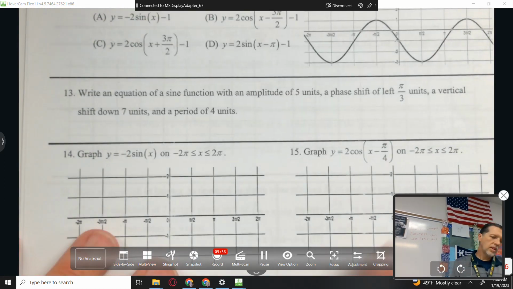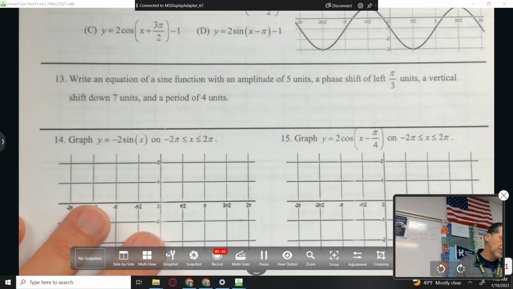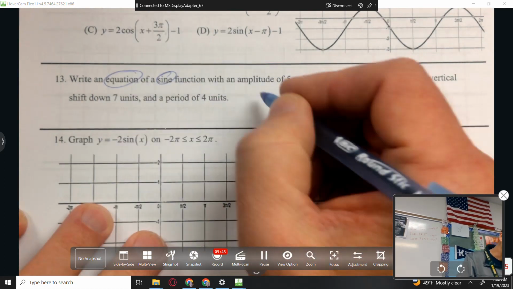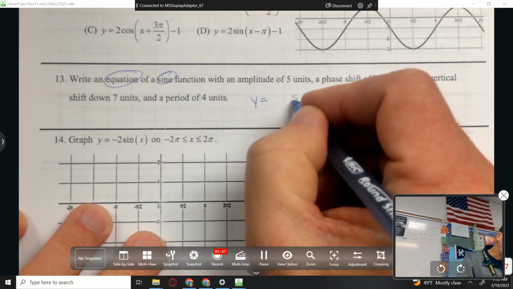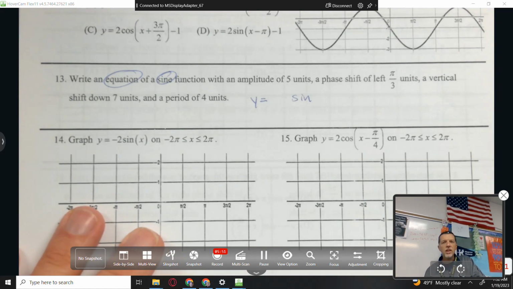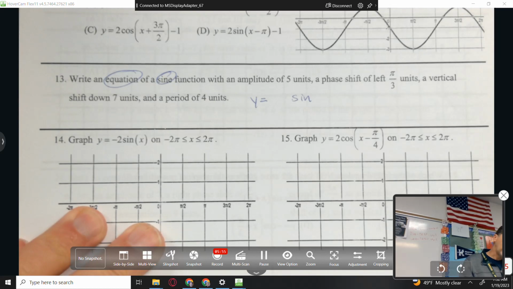Let's look at number 13. I think this is an easy one, but we hadn't done one in a little bit. So write an equation of a sine function. An equation, that means y equals. Sine function means use sine, not cosine or tangent. With an amplitude of 5. It's my favorite part because now I get to use all the colors.